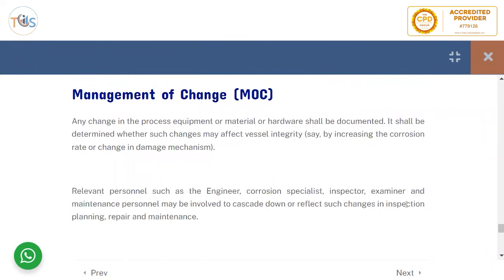Management of change is when you have certain parameters or a certain way of working and you change it. When you change the operation or the maintenance, or during the design, fabrication, or repair, you should see how this change affects other disciplines or other parameters. For that reason, you have to document it. So it's very important that management of change should be documented, and all the affected disciplines should be aware of these changes.